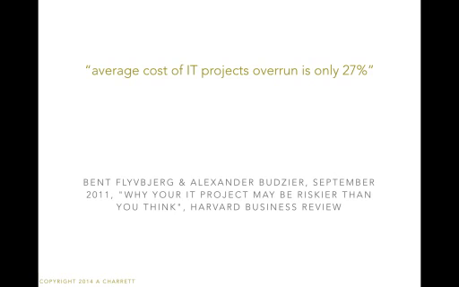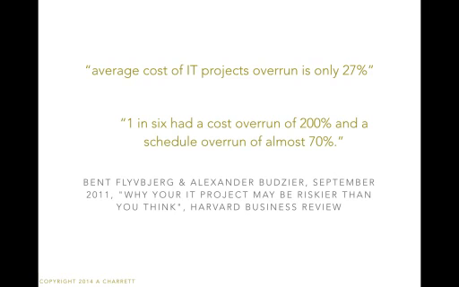But then they go on to say, and this is what I think is really interesting, that 1 in 6 of those projects overruns by 200%. 200% is an enormous amount, with a schedule overrun of about 70%. To me, this is clearly showing we're not living in mediocristan when we work in IT projects. We are living in extremistan. And I think we need to recognize that it is very hard to predict in our projects.